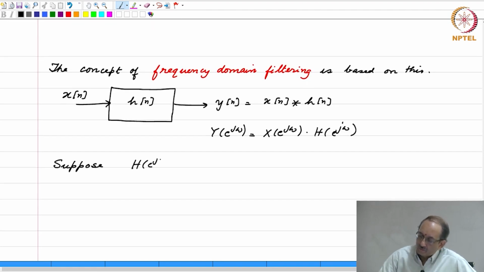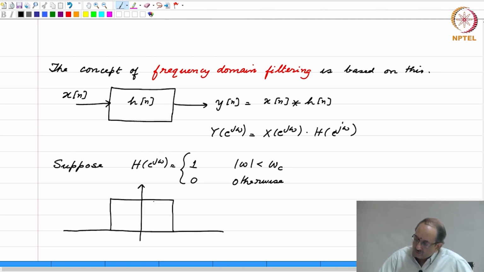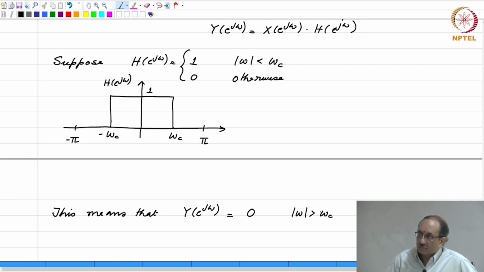Now, let us assume that h of e to the j omega is 1 for mod omega less than omega c and 0 otherwise. Therefore, frequency response h of omega is like this. So, this after all is the dTFT, therefore, this is between minus pi and pi. So, this means that y of e to the j omega is guaranteed to be 0 for mod omega greater than omega c. So, any frequency component of the input that is outside minus omega c to plus omega c gets filtered out.